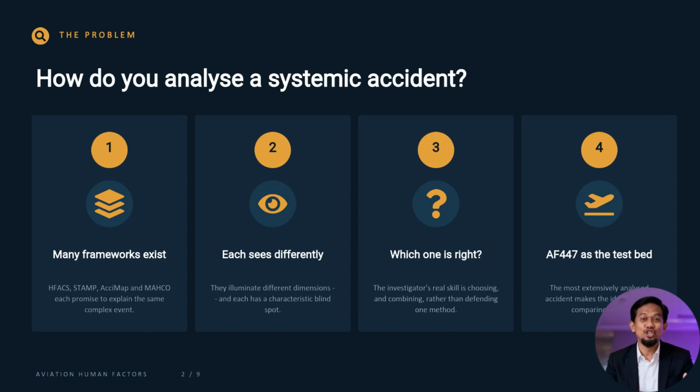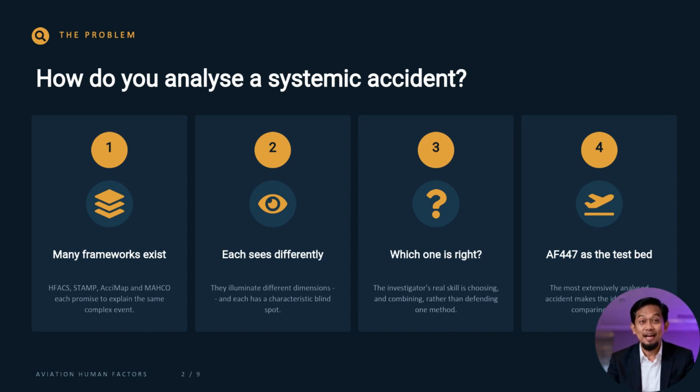Here is the problem in its general form. The investigator's toolkit contains multiple mature frameworks. We will use four: HFACS, the Human Factors Analysis and Classification System; STAMP, Systems-Theoretic Accident Model and Processes; AcciMap, and MAHCO. Each was built on a different theory of how accidents happen, and so each interrogates the same evidence differently. Each illuminates a dimension the others treat as background, and each has a characteristic blind spot built into its structure.